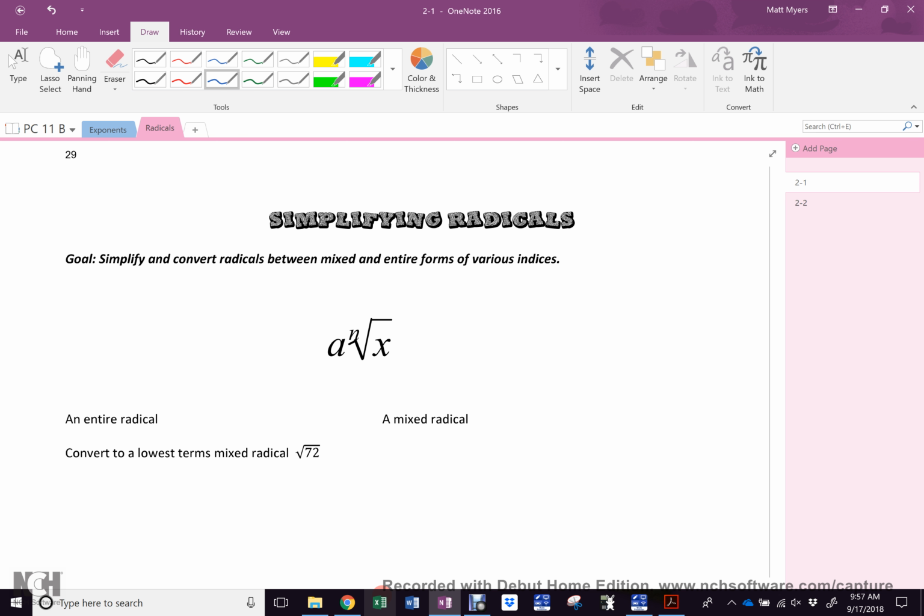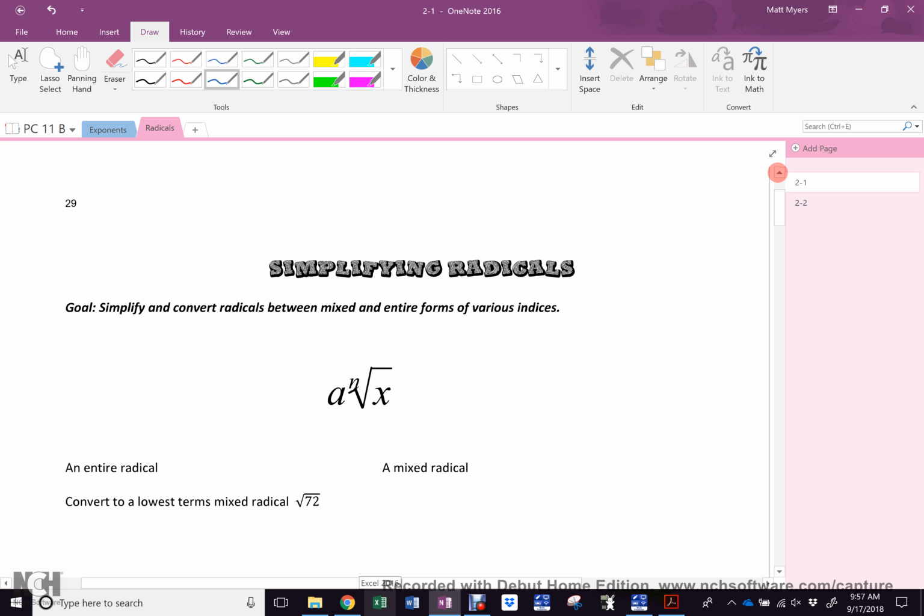All this in brains too. We move on to radicals. Now, to move on to radicals, you should remember the following.